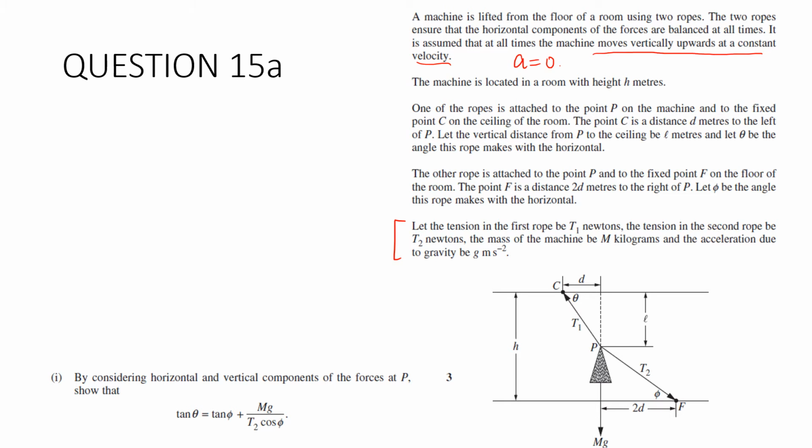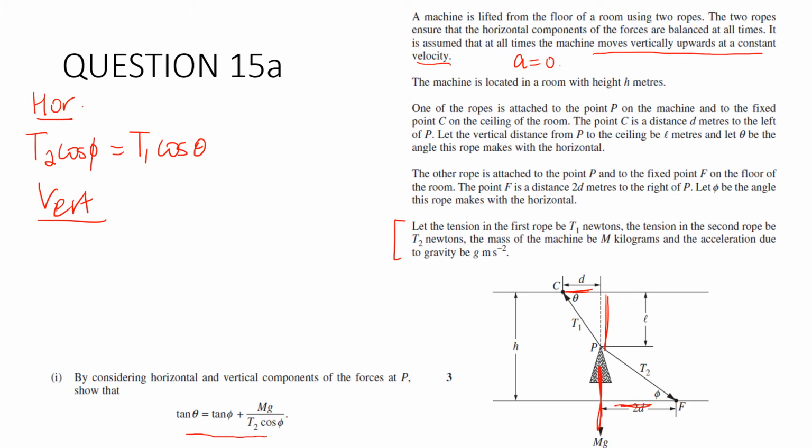Part 1, by considering horizontal and vertical components of the forces at P, show this equation. So let's start off with the horizontal system. In this case, we're going to have this part here and this part here, and they're going to be equal. So T2 cos phi will equal T1 cos theta. And then vertically, we're going to have 3 parts because we've got this tension, this weight, and this tension. So we're going to have Mg plus T2 sin phi will equal T1 sin theta.